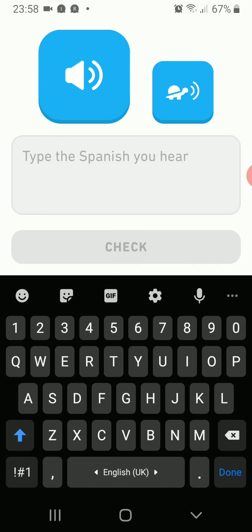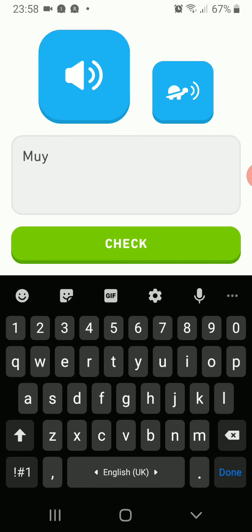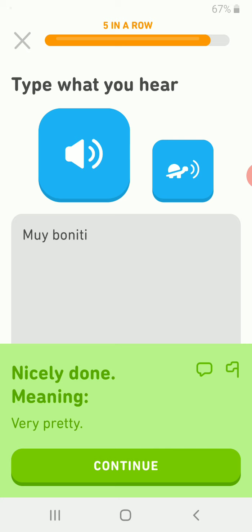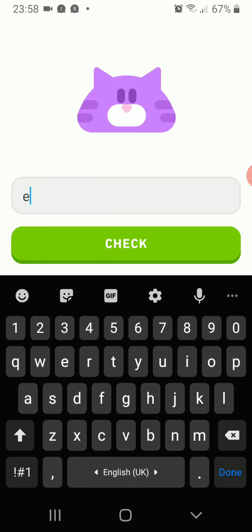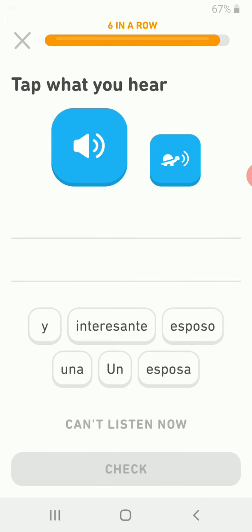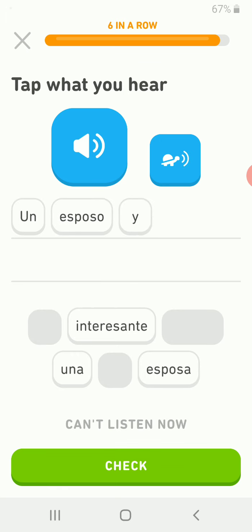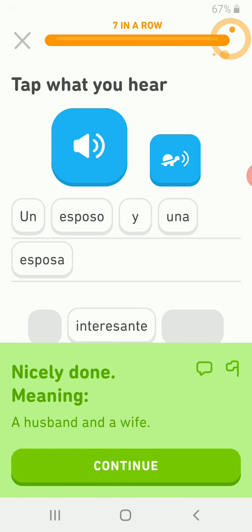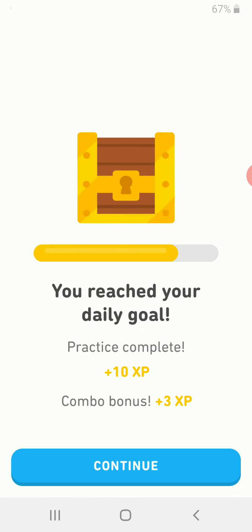Muy bonito. Very pretty. I had a typo here, but didn't take it into account. El gato, of course. Yes, el gato is a cat. Un esposo y una esposa. So which one was first? Un esposo y una esposa. Really, I had to slow down because it was too fast.